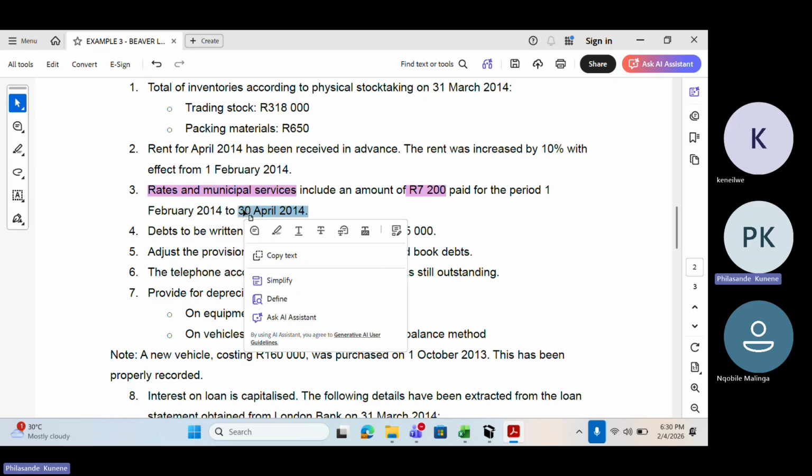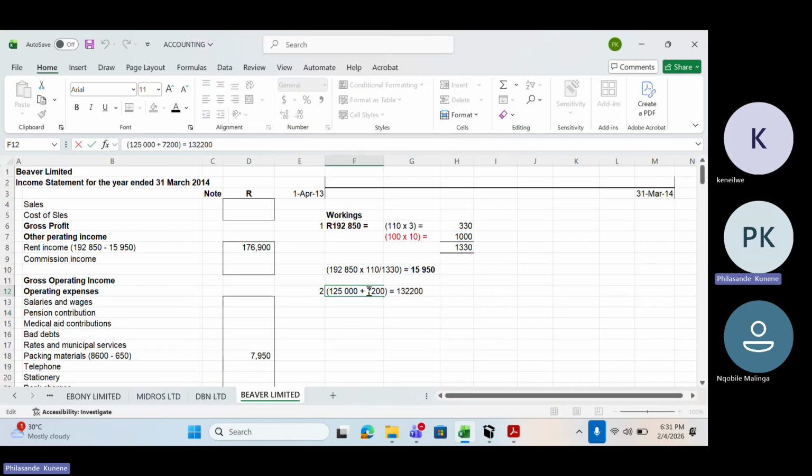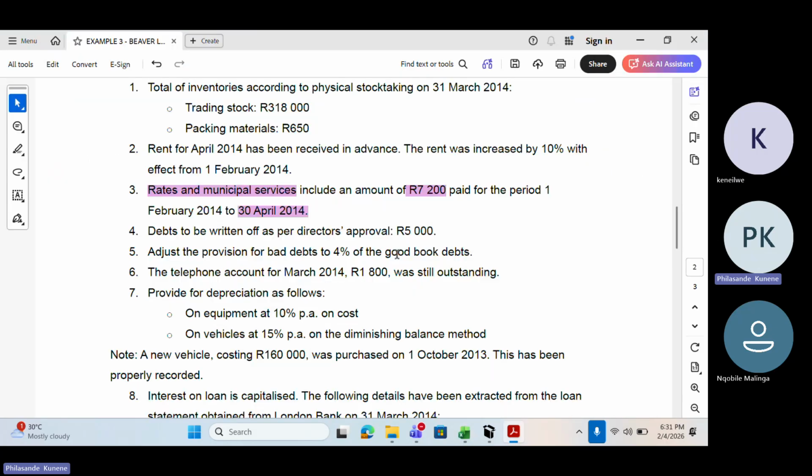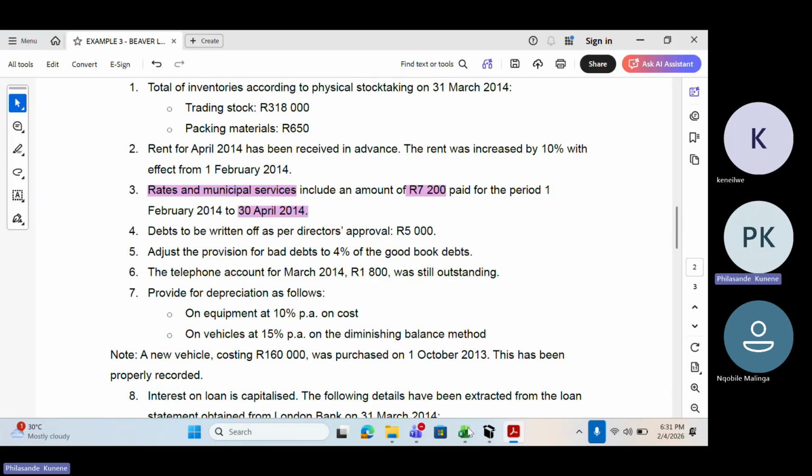Is 30 April part of our accounting period? Do we have to include the full amount of 7,200 here? Because this amount is already included, so why are we adding it back? Now I see you're saying we must add 7,200, but they told us that rates and municipal services include an amount of 7,200, which means it is already there in that 125,000 rand. Why are we adding it for the second time? Are we not double counting? Does it make sense what I'm trying to say here?